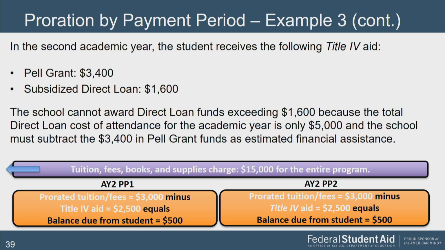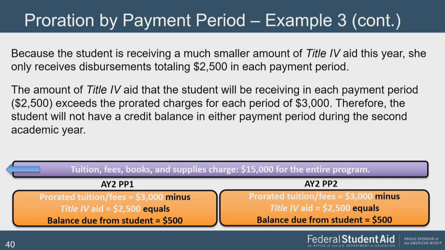In this case, because the aid is less than the charges, we don't have a credit balance. In fact, the student actually owes a balance to the institution of $500, and that occurs in each payment period. So just showing you how this plays out in actuality. Because the student is receiving a much smaller amount of Title IV aid this year, she only receives disbursement of $2,500. The total Title IV aid the student will receive in each payment period is not going to exceed those allowable charges. Just kind of a repeat of the last slide, explaining why the student will not be receiving a credit balance in academic year 2.